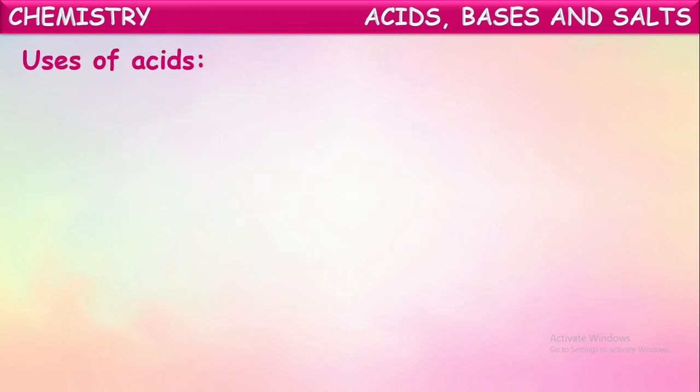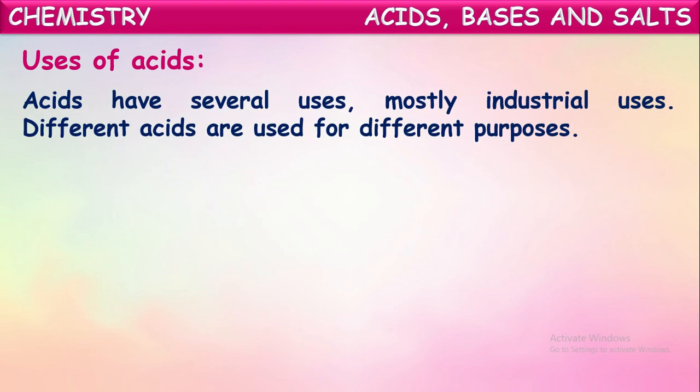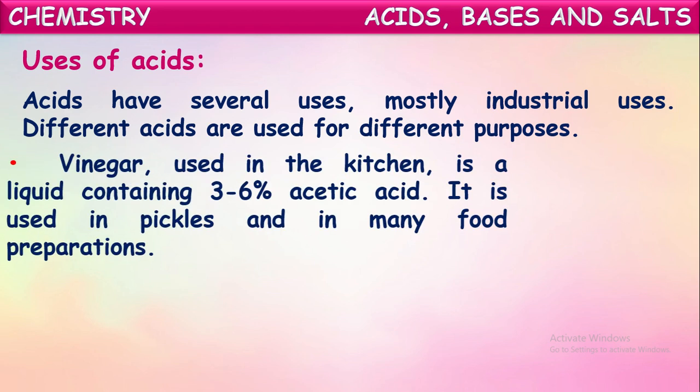Now let us see the uses of these acids. We have studied about these acids. So what are the uses of these acids? Are they useful? Yes, of course. Let us see where they are used. Acids have several uses, mostly industrial uses, because domestically we don't use many, but mostly they are used in industrial works. For the preparation of different chemicals, they use these acids. Different acids are used for different purposes.